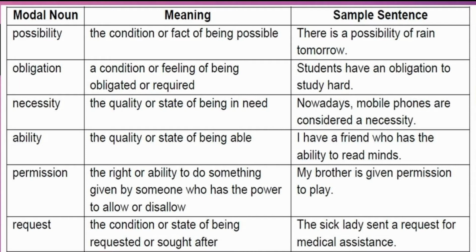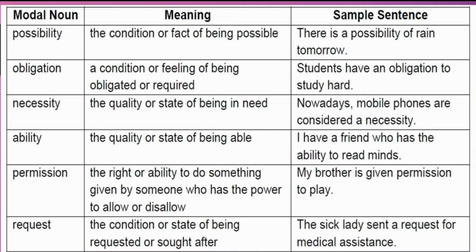Okay, next is obligation. Its meaning is a condition or feeling of being obligated or required. Sample sentence: students have an obligation to study hard. So when we say study hard, the students must study hard for them to, of course, finish their studies. And if they study well and more, they can have an academic recognition. So that's it for obligation.